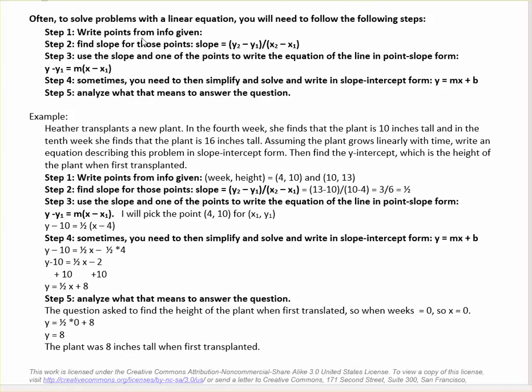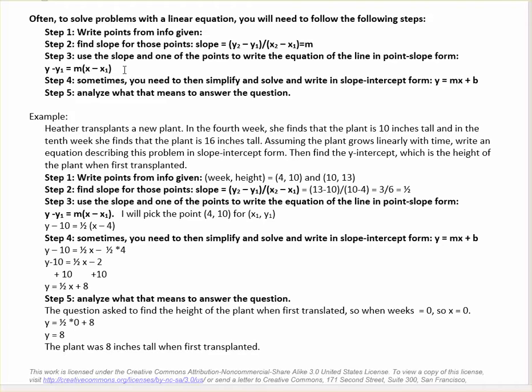Once you read your problem, they'll give you enough information to write some points from the information given, usually 2 points. Then you will need to find the slope using the slope formula, which is you subtract the y values, that's the rise, and you put that over the difference of the x values, which is the run. And that will be equal to m. M is your slope. Then you'll use the slope, which you just found, m, in one of the points that you wrote from step 1 to write the equation of the line in point-slope form.